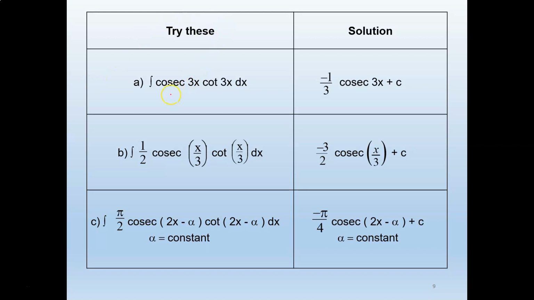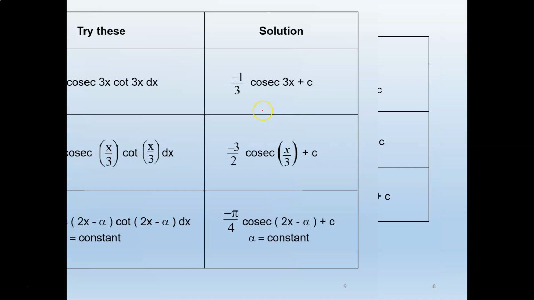Okay. How about integration of cosec 3x cot 3x dx? Again, when it involves combination of cosec and cot, you integrate this cosec and cot, and the things over here is repeated, sama, 3x. So you're going to have cosec.